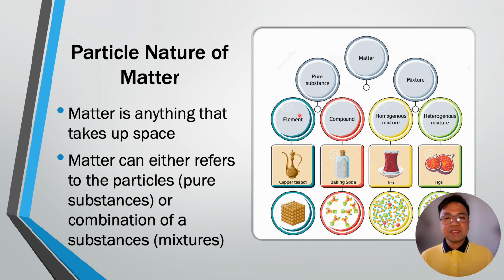Elements are the simplest substances. Think of gold, oxygen, or copper. They cannot be broken down further. Compounds like water or baking soda are made up of two or more elements chemically bonded.